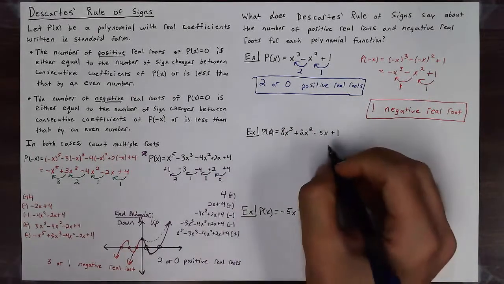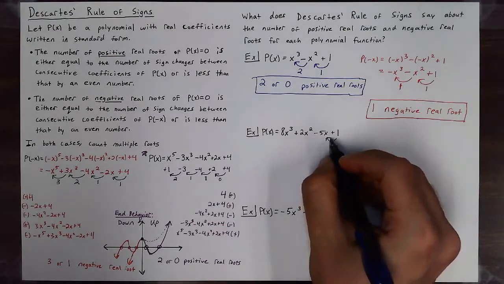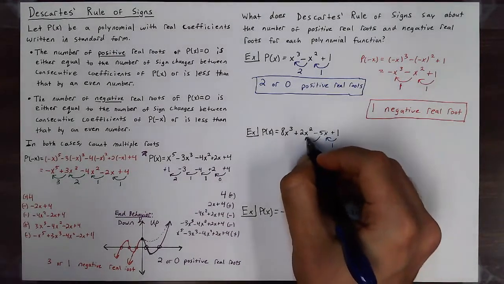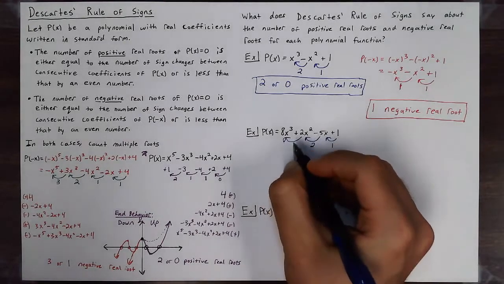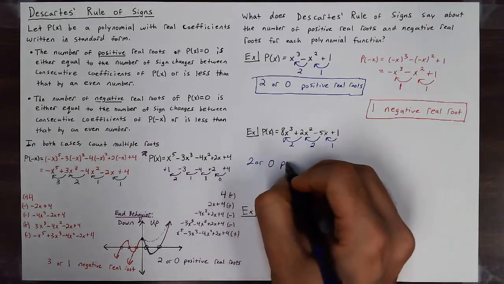So let's try practicing this again. From 1 to negative 5, that's one change. From negative 5 to 2, it's another change. And then no change from 2 to 8. So there's 2 or 0 positive real roots.